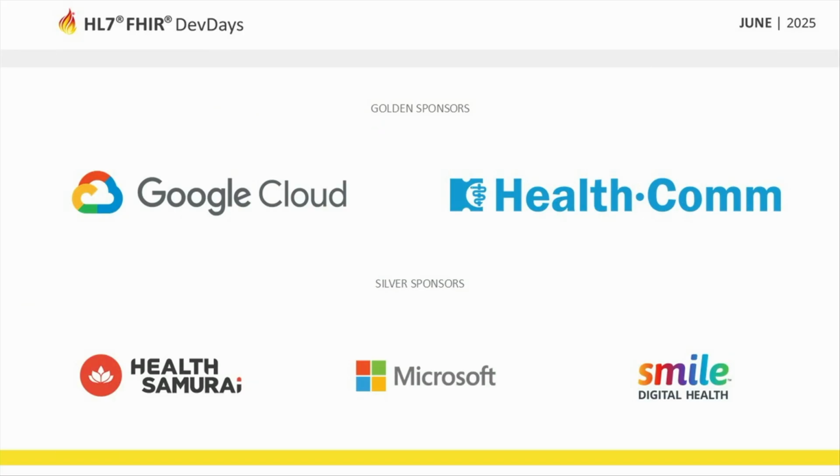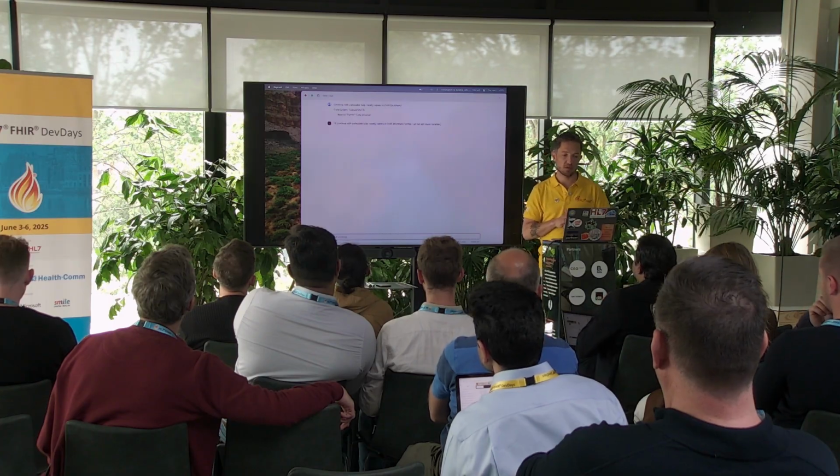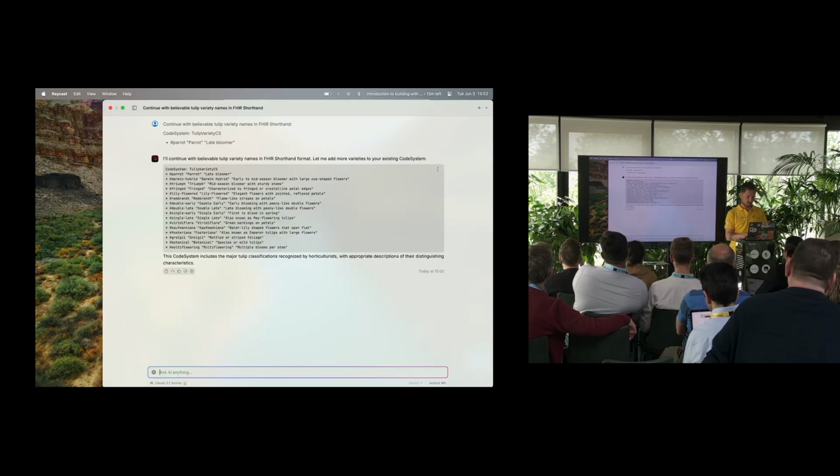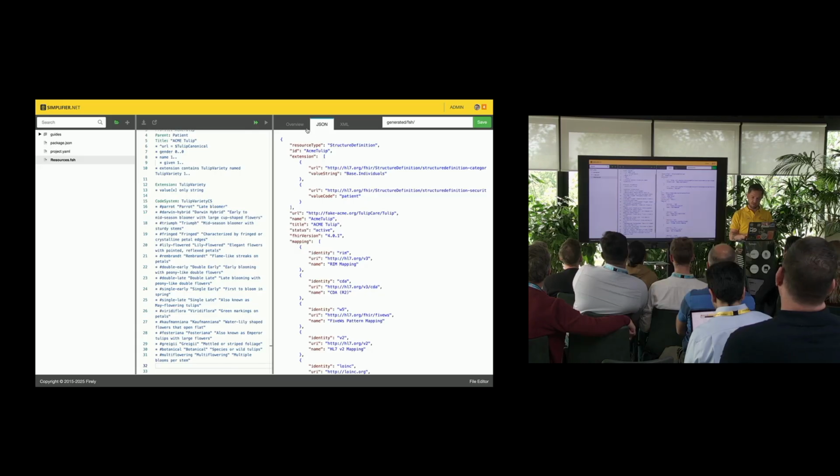This is where you open up ChatGPT and say, just continue with believable tulip variety names in FHIR Shorthand. See if that works. Lovely. Thank you. That'll be enough. Good. We have a real code system now.